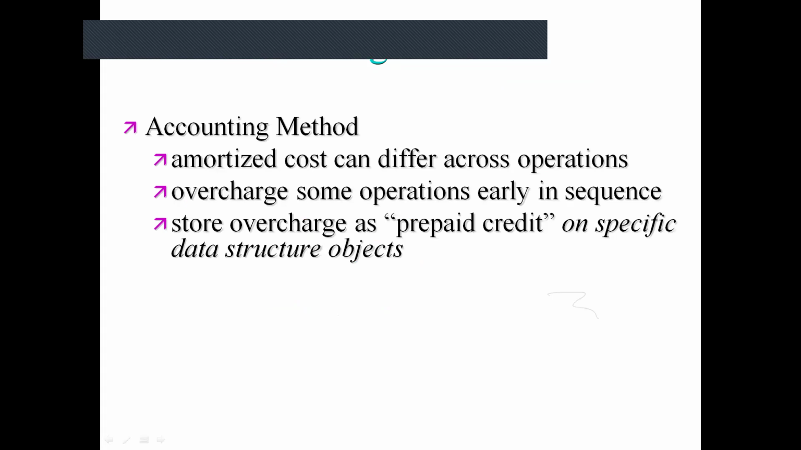So you can say that amortized cost can differ across operations. We overcharge some of the operations early in the sequence, and this overcharge is basically known as the prepaid credit.